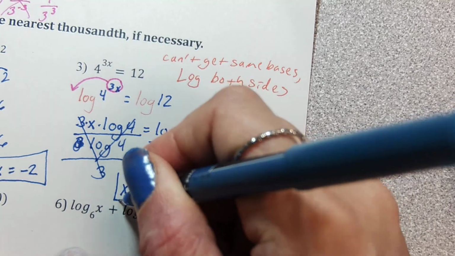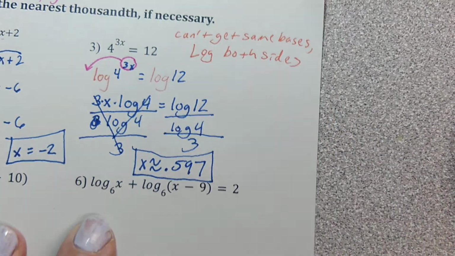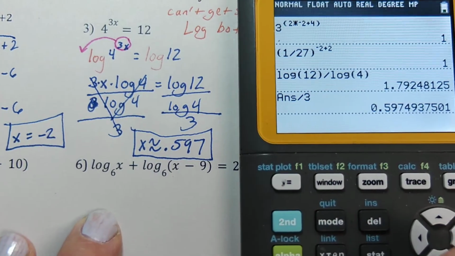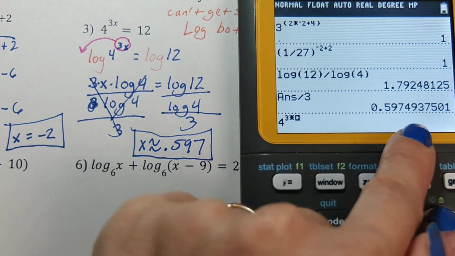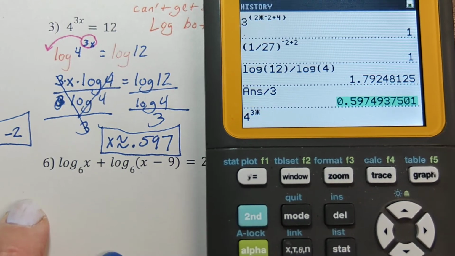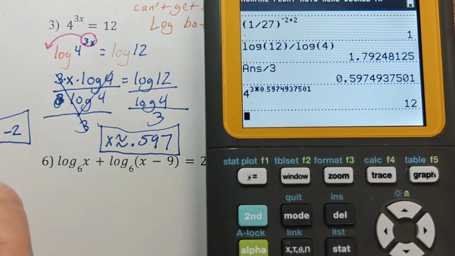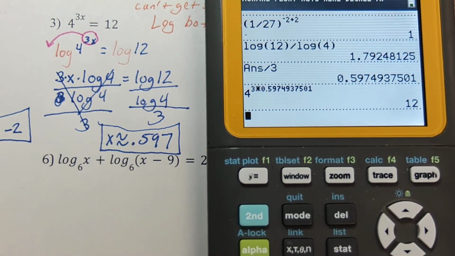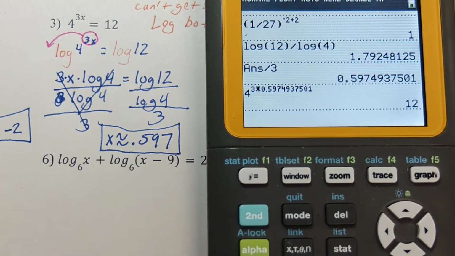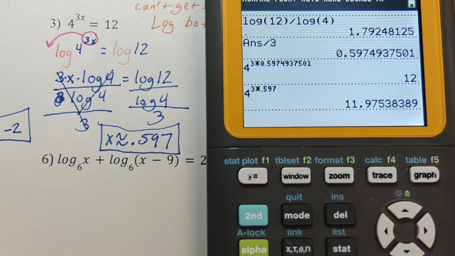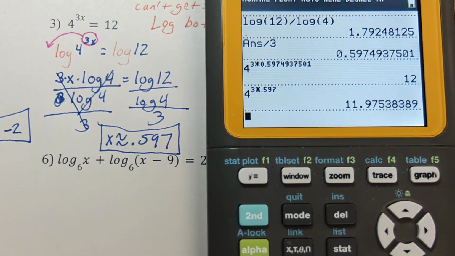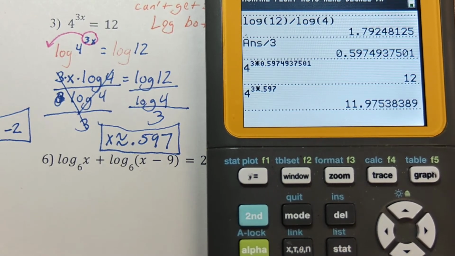Yuck. We can also check for accuracy here. So if I do 4 to the 3 times and I use the straight up answer that I got there, wow, it tells me that I get exactly 12. If I use my rounded answer, we see that, yep, we get pretty darn close to 12. So if you use the non-rounded answer from your calculator, that is a great way of checking yourself as well.